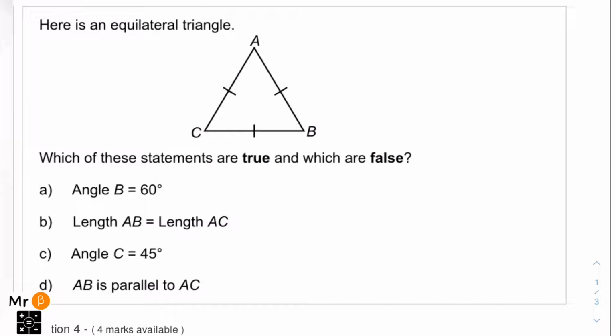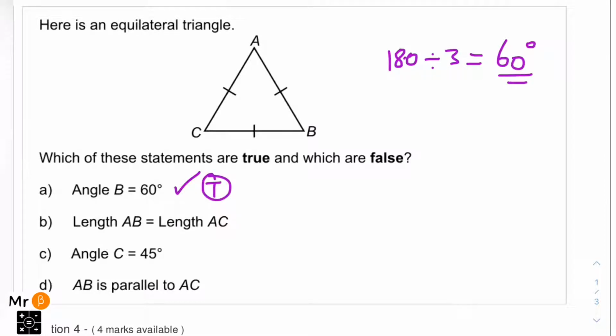However, because it goes in on itself, this is known as an arrowhead. Question 2. Which of these statements are true and which are false? Angle B is 60. Well, we know in a triangle, the angles must add up to 180 degrees. In this type of triangle, it's equilateral, which tells you all angles are equal to each other. So 180 divided by 3 is 60. So that one is definitely true.